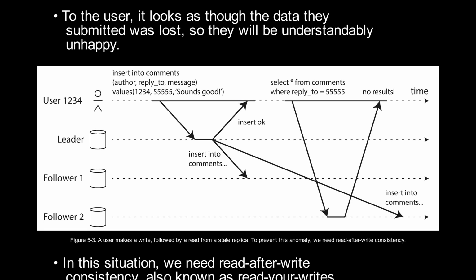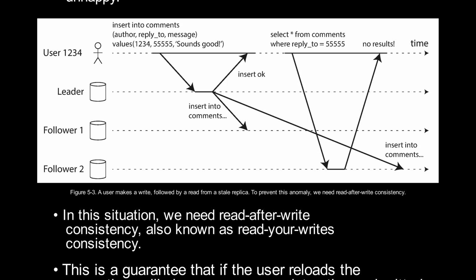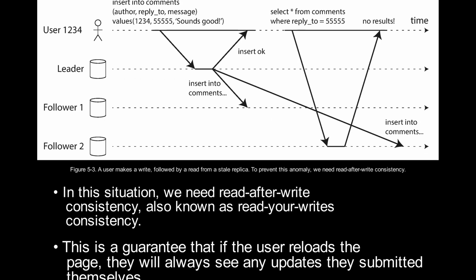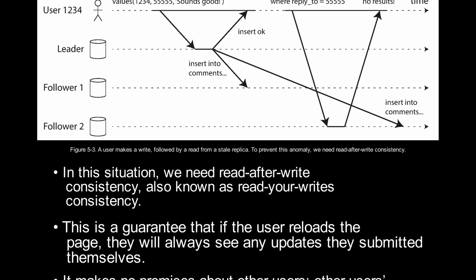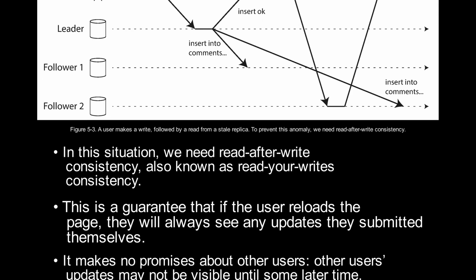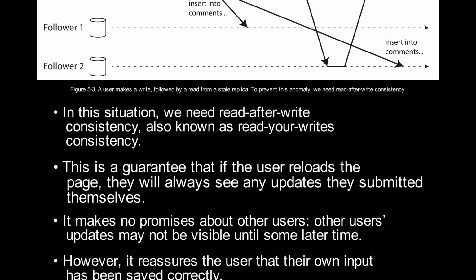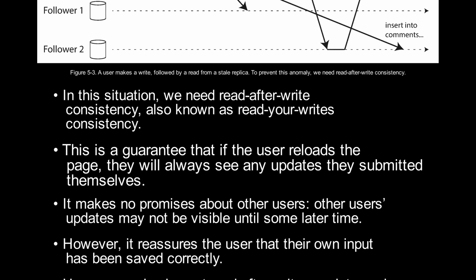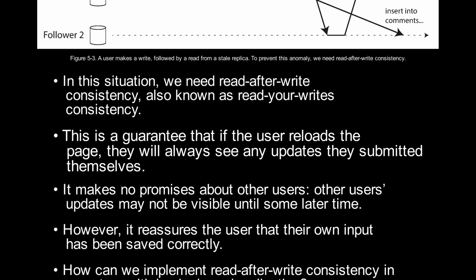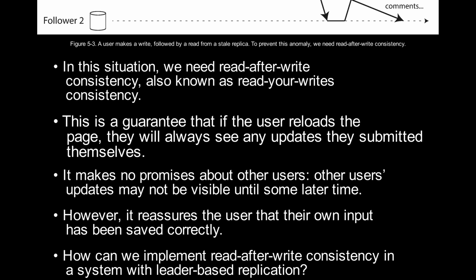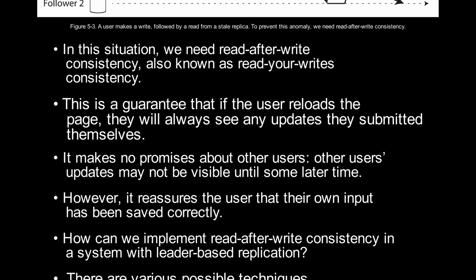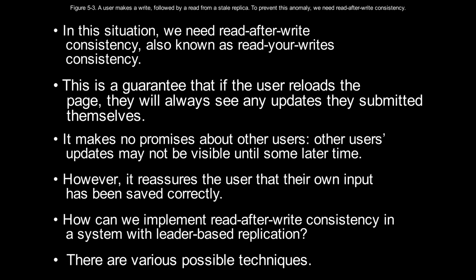To prevent this anomaly, we need read-after-write consistency, also known as read-your-writes consistency. This is a guarantee that if the user reloads the page, they will always see any updates they submitted themselves. It makes no promises about other users. Other users' updates may not be visible until some later time. However, it reassures the user that their own input has been saved correctly.